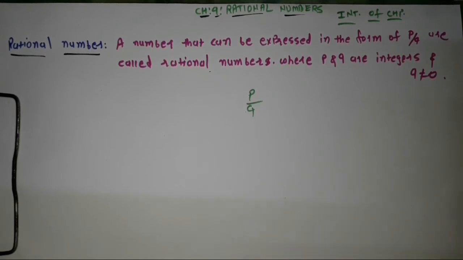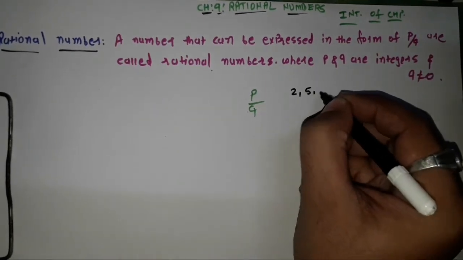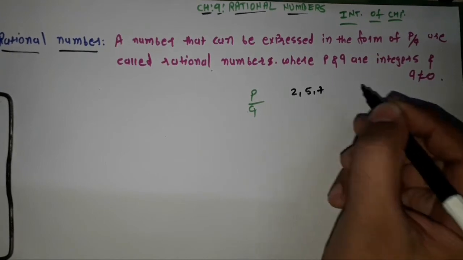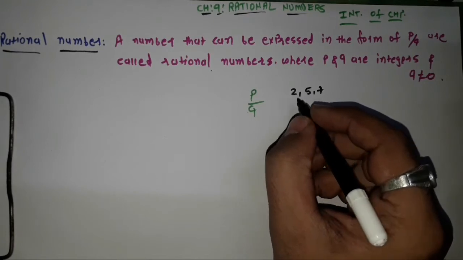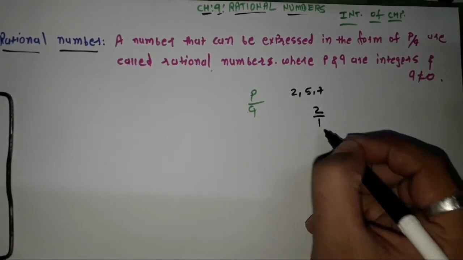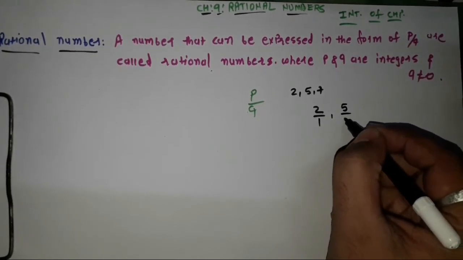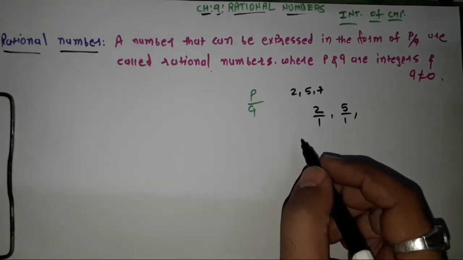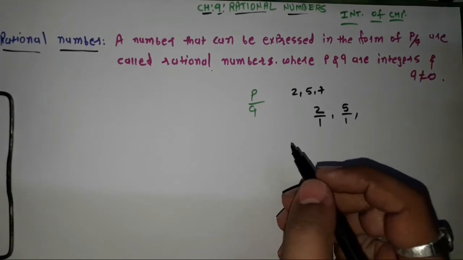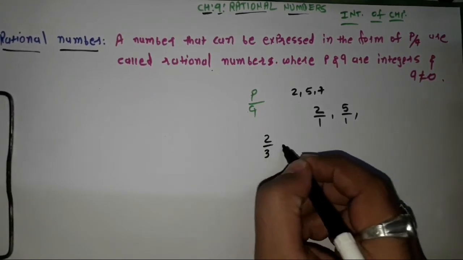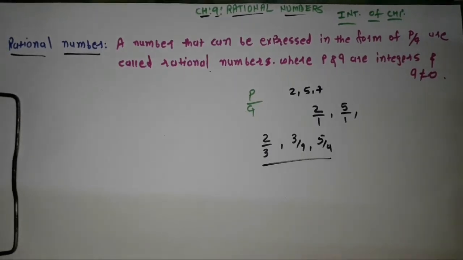For example, all the integers, like we studied, 2, 5, 1, or 7, all these are rational numbers, because this 2 is our numerator. In the denominator, if nothing is there, I can write this number as 2 upon 1, that we know. Similarly, this 5, I can write as 5 upon 1. Similarly, the fractions which we studied in our previous standards, and even in our second chapter, like 2 upon 3, 3 upon 9, 5 upon 4, all these are rational numbers.